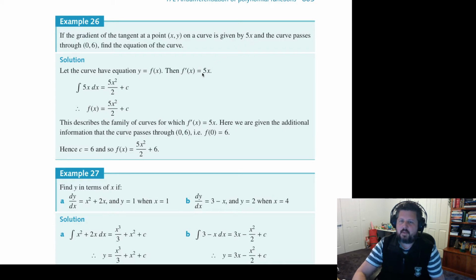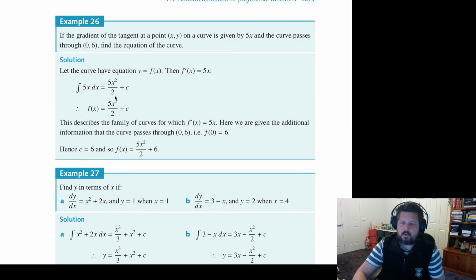Okay, so the power is x to the power of 1. We need to add 1 to that power, so it'll become x to the power of 2, and then we need to divide everything by that new power. So it'll be 5 x to the power of 2 over 2 is the antiderivative. Oh, plus c, don't forget that.